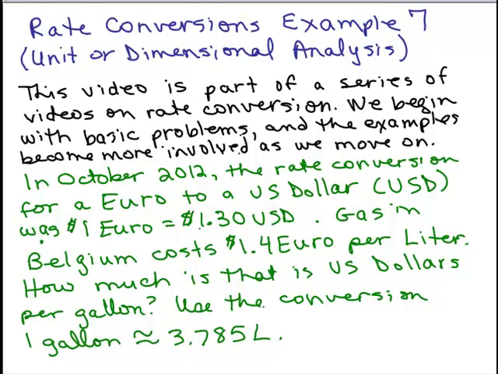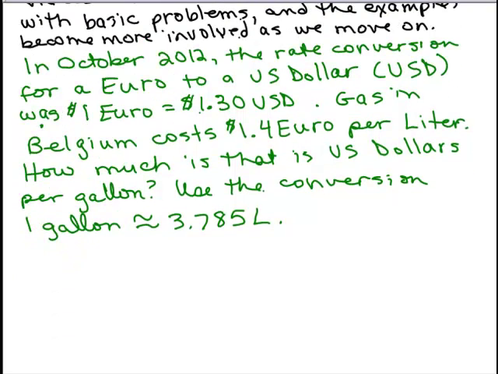All right, so let's see what we could do here. We're starting off with what? How much does it cost? Well, right now it costs 1.4 euros for 1 liter of gas. So that's how much it costs right now in Belgium as I make this video.